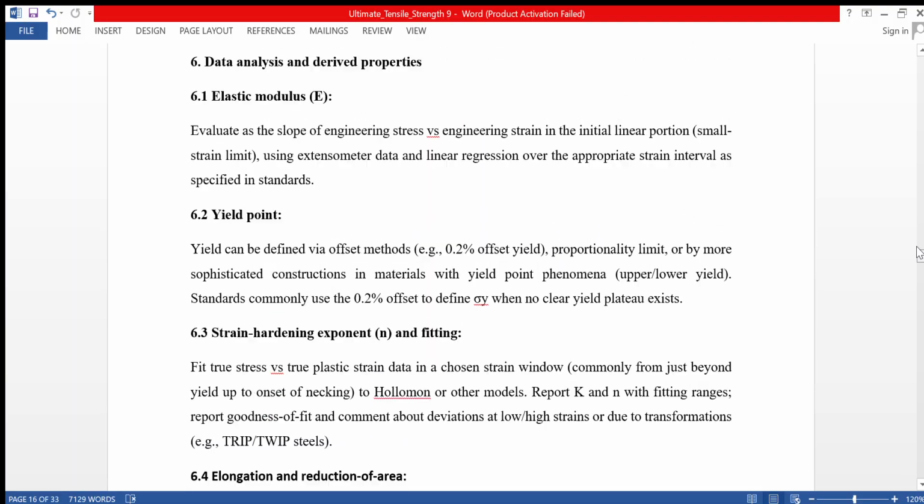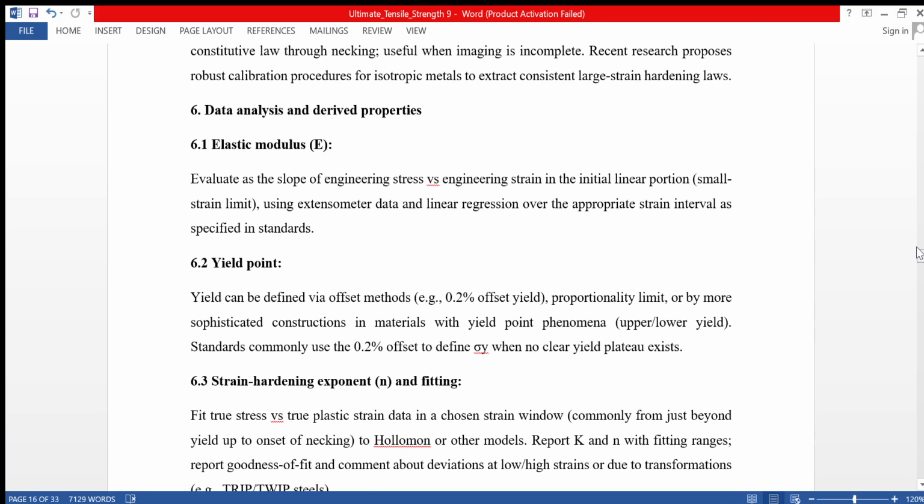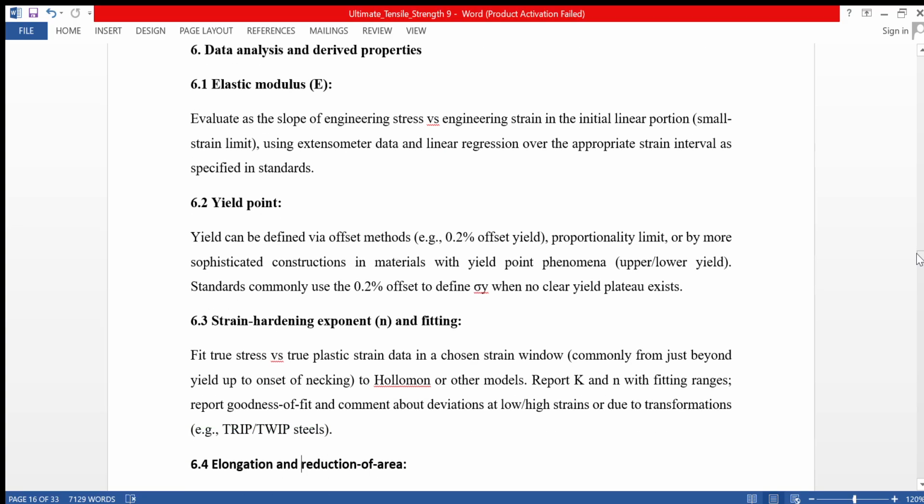Data analysis and derived properties. Elastic modulus: evaluate as the slope of engineering stress versus engineering strain in the initial linear portion using extensometer data and linear regression over the appropriate strain interval as specified in standards.